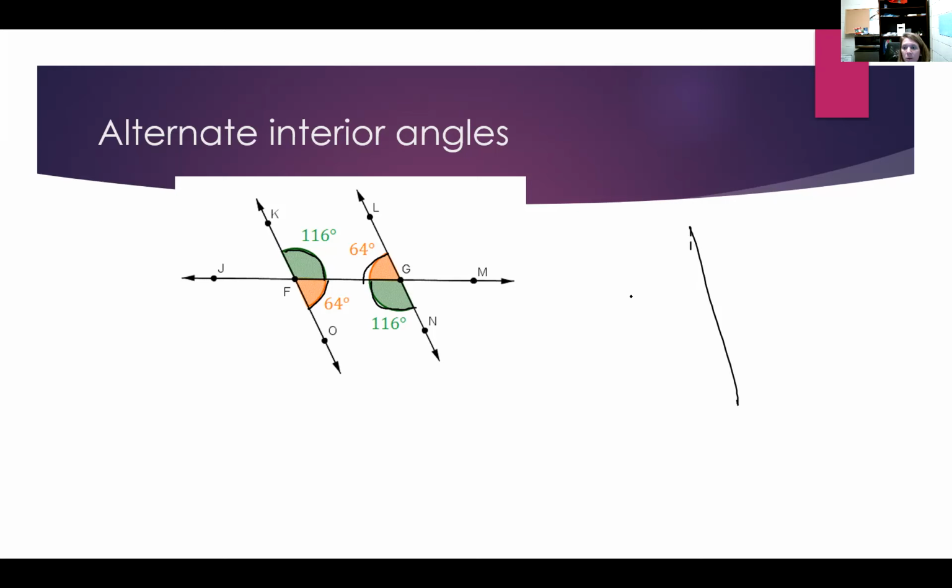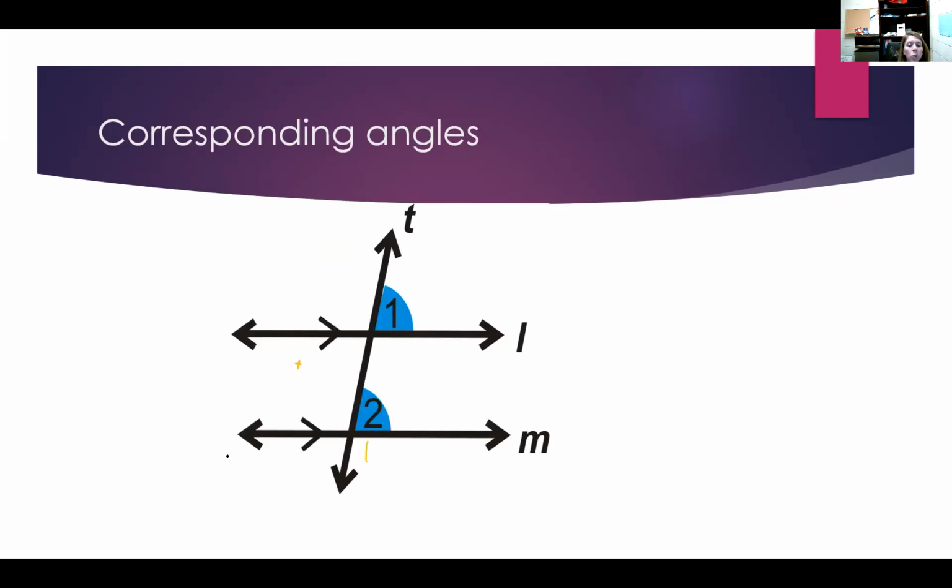All right, another example of alternate interior. Let's just say this is 95, this would be 95, okay? And then this would be 85, and this would be 85, okay? Alternate interior. And I like to say alternate interior angles also can form a Z or a backward Z. So here's a Z right here, and then here's a backward Z. You see that?